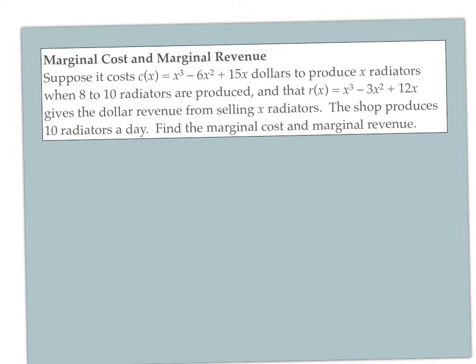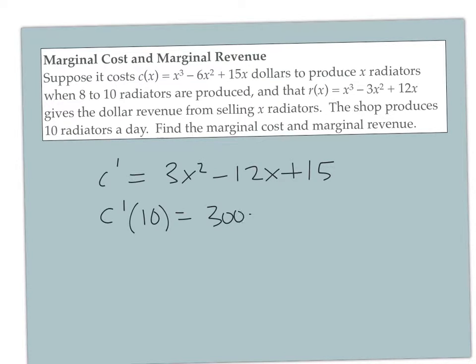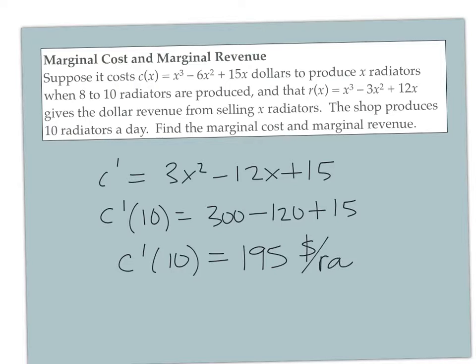So marginal cost is just C prime. So C prime here is 3x squared minus 12x plus 15. So C prime of what value should I plug in for x? 10. Yeah, 10. So it's going to be 300 minus 120 plus 15. So C prime of 10 is 195. Okay, and units would be what? Dollars per radiator. Okay, so that means that for every additional radiator at that instant, each additional radiator is going to cost me an additional $195. Okay? After 10. So to make my 11th radiator, it'll cost me $195.